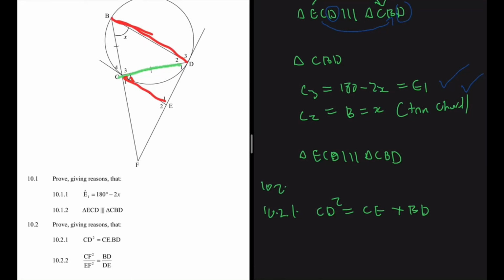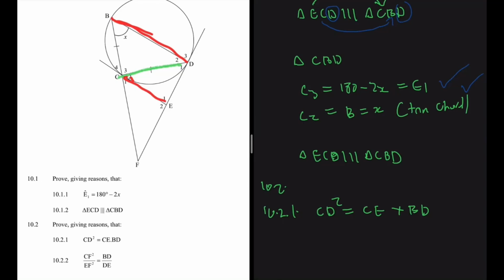So we moved from the word tangent, and now we have figured out that we have two triangles that are similar. So we can use similarity as one of our keywords. But we're not just taking it out of thin air. We're using it because we have proved that indeed they are similar. So for 10.2.1, we're going to use similarity, which we proved through the tan chord theorem.